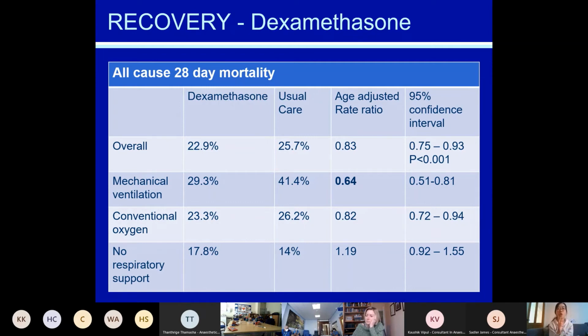And across all the groups, there is an overall decrease in mortality. But then of note, at the bottom row, in people who were not receiving oxygen, no mechanical ventilation, there is a non-significant increase towards death. So there was a potential harm in giving dexamethasone to those people who were on no oxygen.